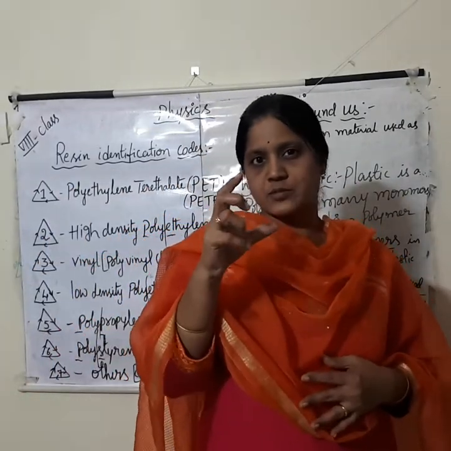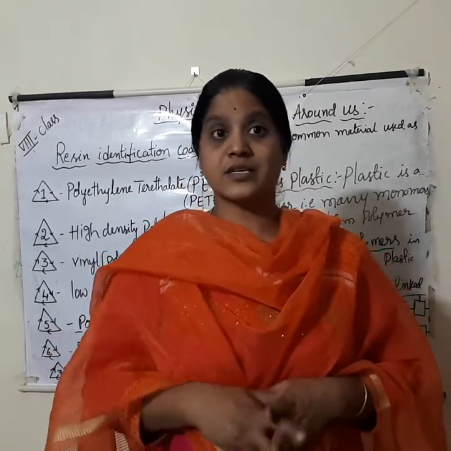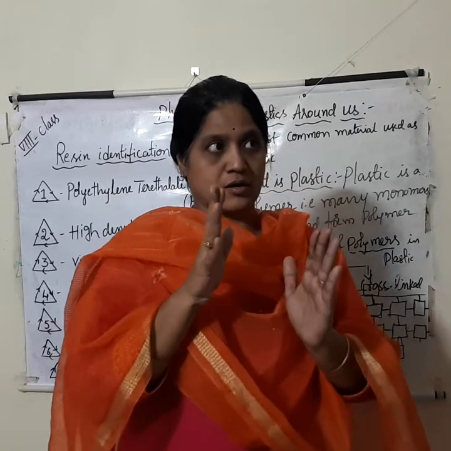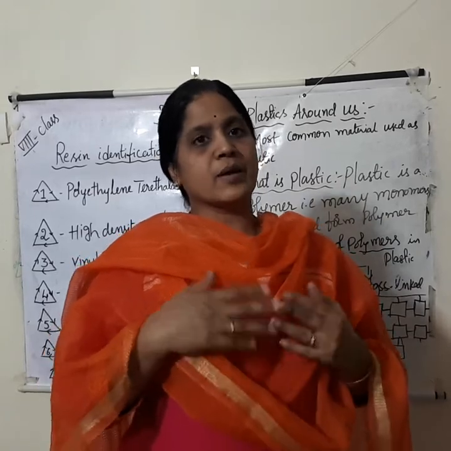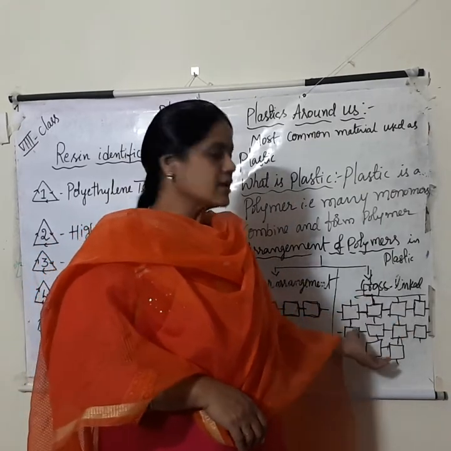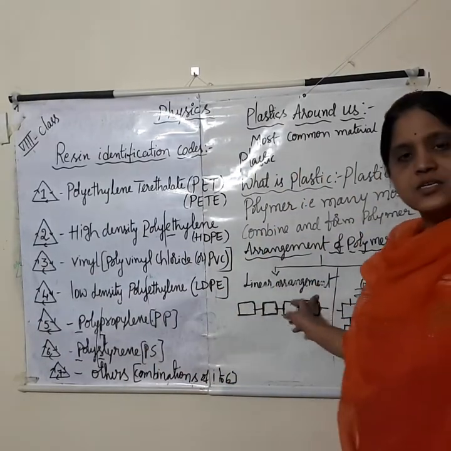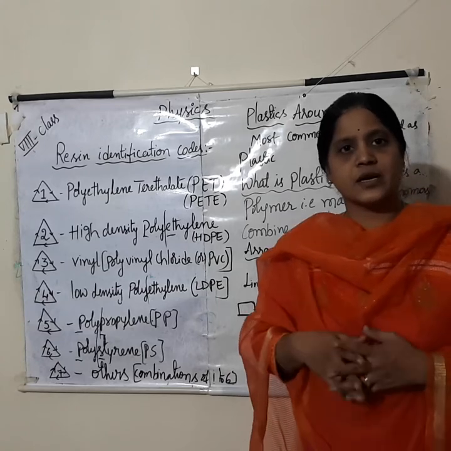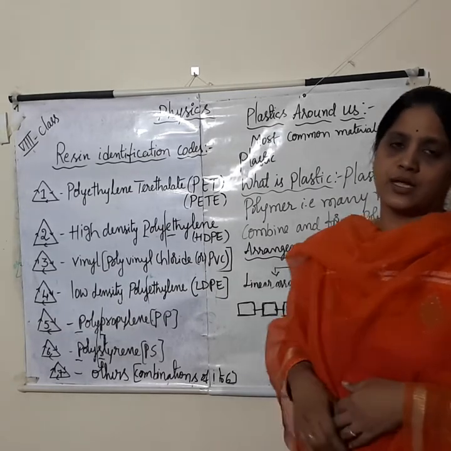But with some plastic items, when you try to burn them, they easily burn and melt. This type of plastic, it is very difficult. And once a shape is designed, you cannot change that shape again by melting. These plastic items cannot be remolded. But linear arrangement plastics you can melt and use for different, required shapes. The cross-linked ones come under thermosetting plastics.